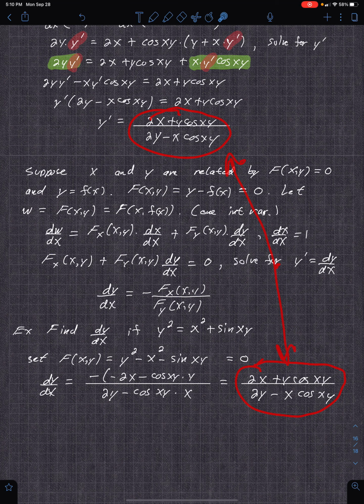So not necessarily something I want you to memorize, but that's what this will help you with. Using partials and this new technique, we can do things a lot quicker. Okay, that's it for 14.4.